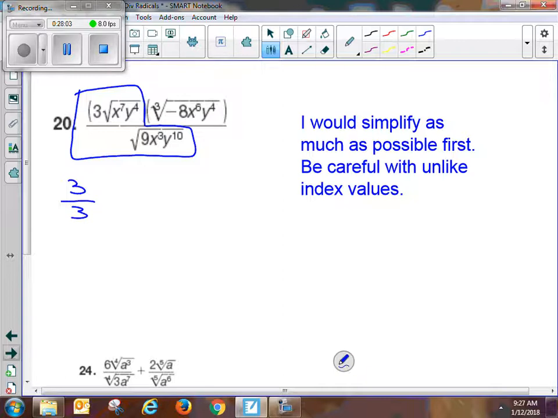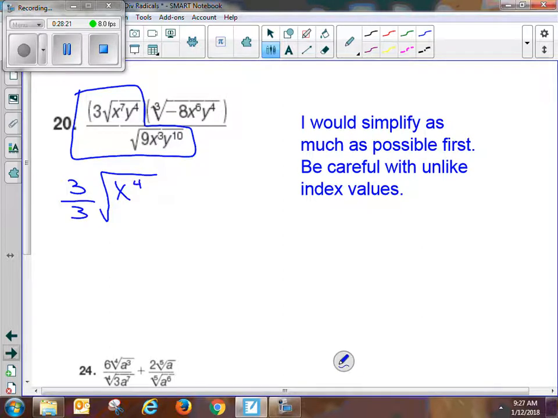Okay. Now, I would group these together inside one radical. So now, when I go to deal with my x's, like base division, subtract your powers. 7 take away 3 is 4. Good.